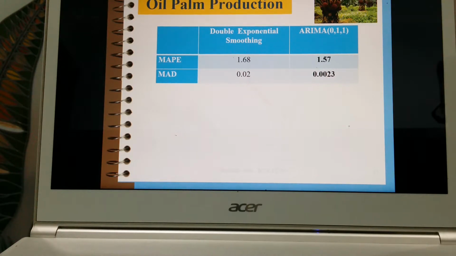For oil palm production, only 2 models are being proposed. That is the double exponential smoothing and Arima 0,1,1. And again, the Arima 0,1,1 model is found to be the best model because it has the lowest MAPE and MAD values. Hence, the Arima 0,1,1 will be used to make forecasts.